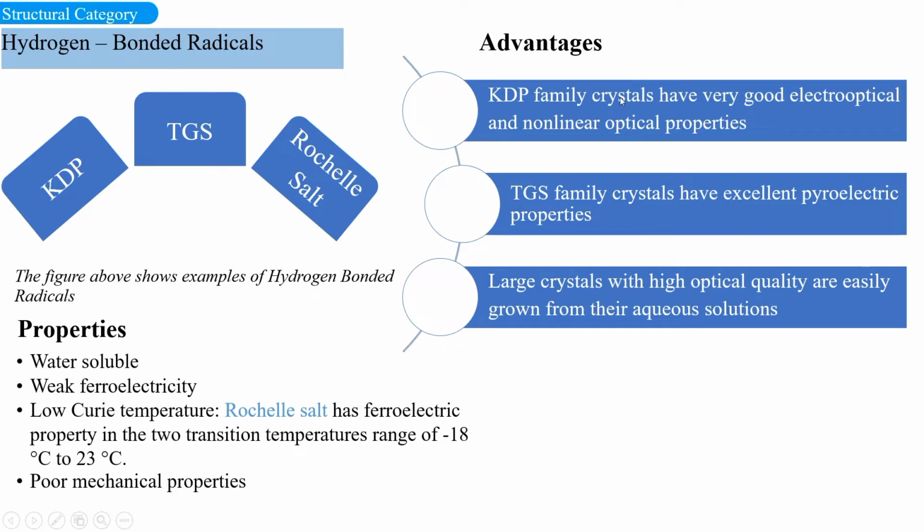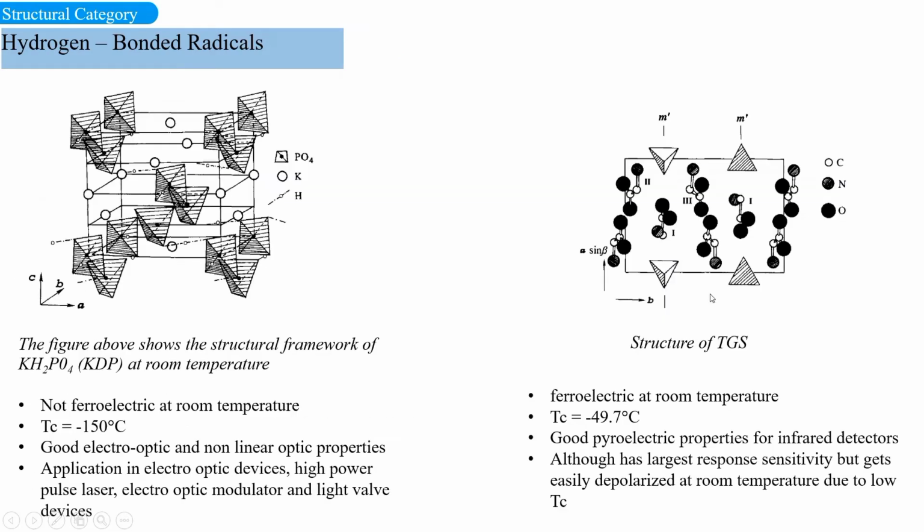There are some advantages with this group, whereby KDP family crystals have good electro-optical and non-linear optical properties, and TGS family crystals have excellent pyroelectric properties. These large crystals with high optical quality are easily grown from their aqueous solution. Next we have these two pictures of KDP and TGS structures, and we're going to explain more on this.